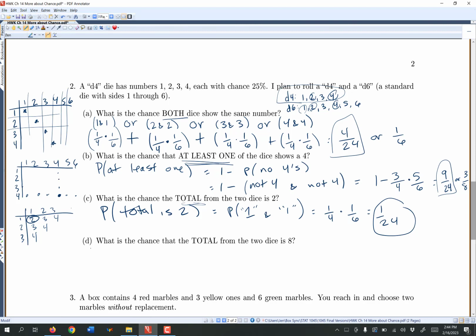Okay, but D, what is the chance that the total from the 2 dice is 8? This is much, much easier if we go ahead and draw that out. Let me see if it's in the key.